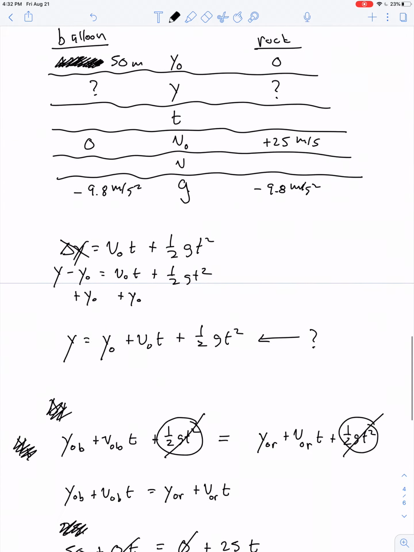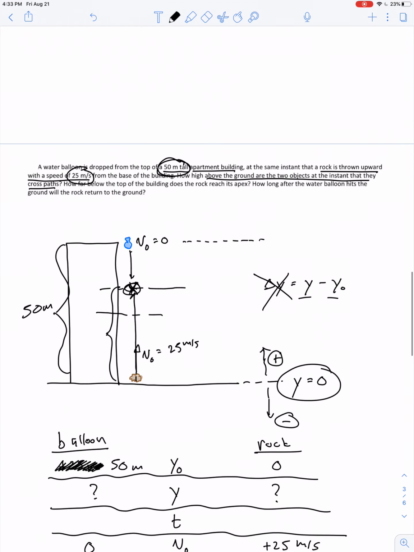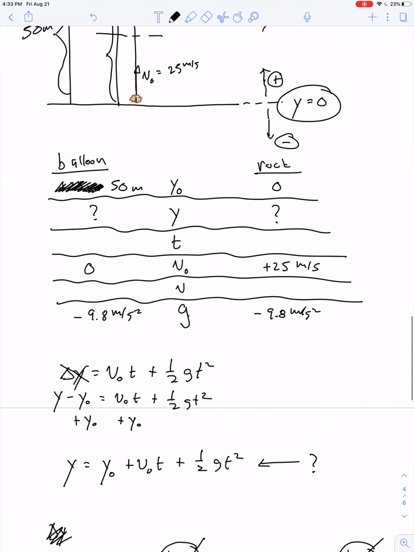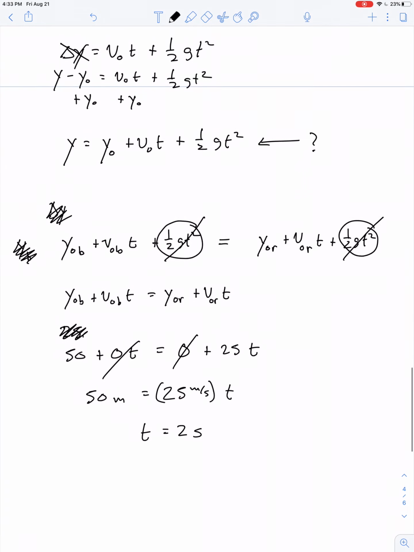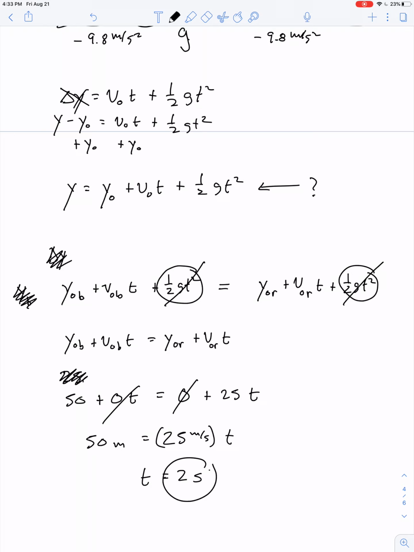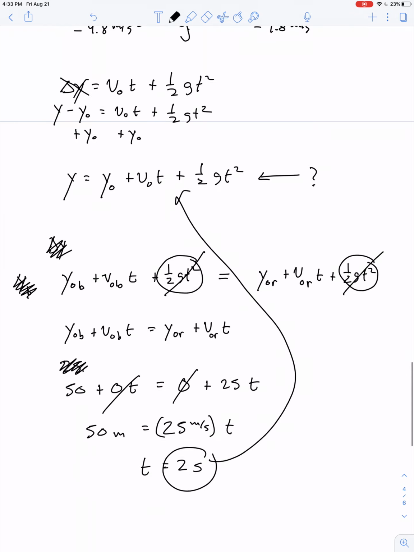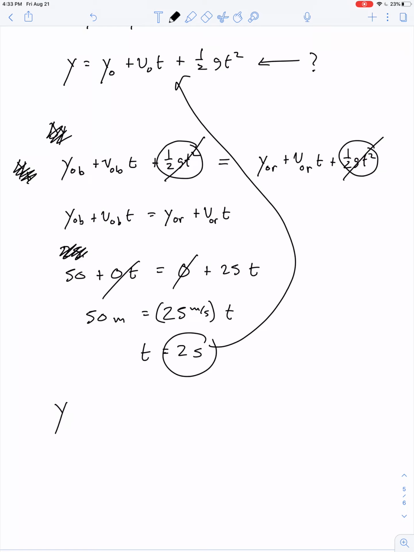Now, that wasn't exactly the question. The question wasn't how long will it take before they pass each other. The question was how high above the ground are they? So it takes 2 seconds before they pass. Now, I can take that 2 seconds and plug it back into this equation to figure out what that position is. So, for example, for the rock, its final position would be equal to its initial position plus initial velocity times time plus 1/2 times negative 9.8 meters per second squared times time, 2 seconds, quantity squared.